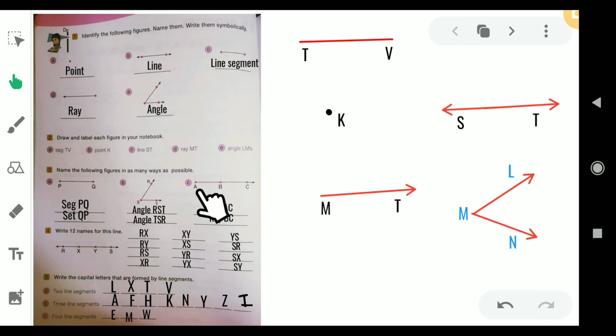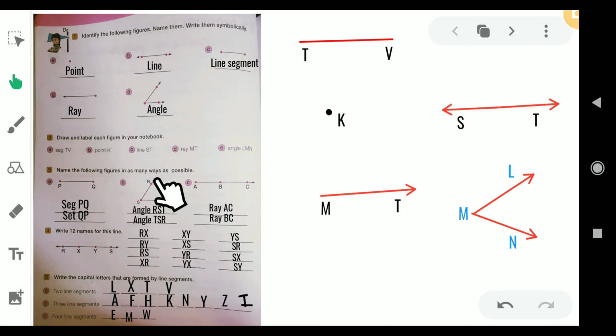So we have to name the following figures as much as possible. First, we can read this line segment in the first way as PQ, and this same line segment can also be read as QP as well. So the first name is PQ and the second name is QP.